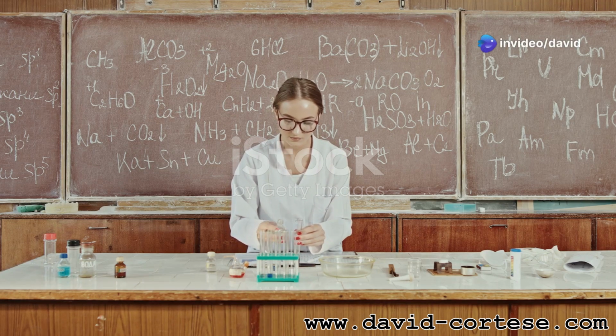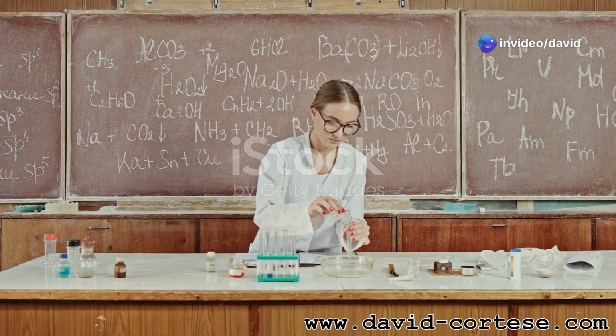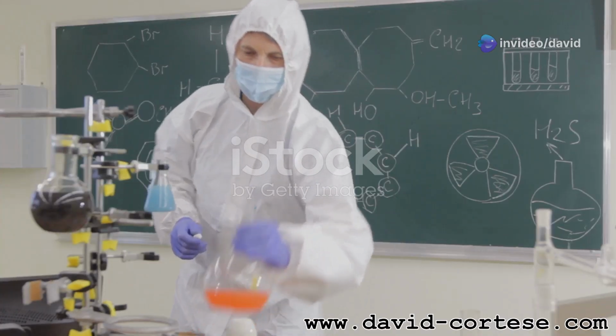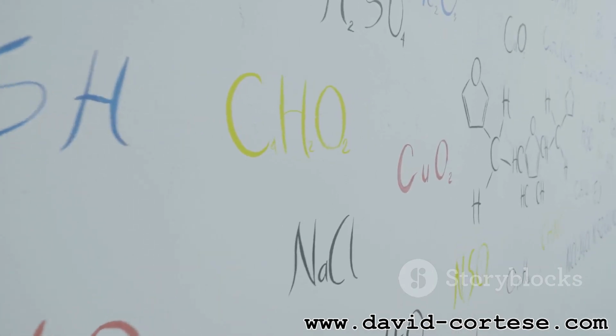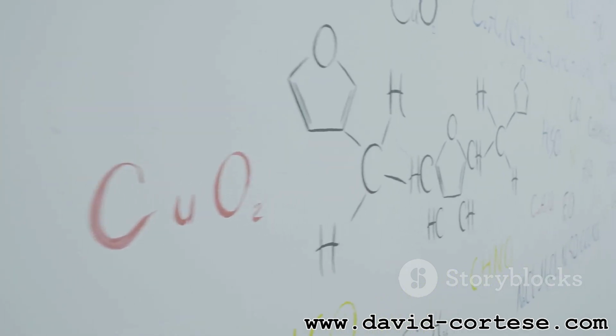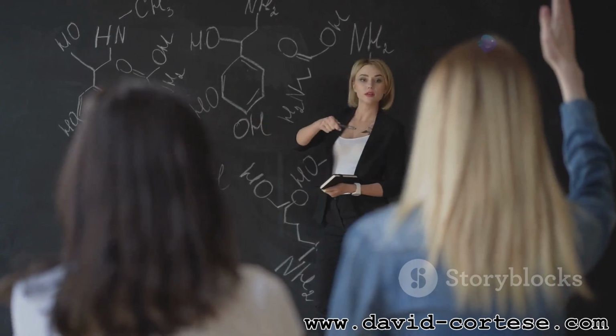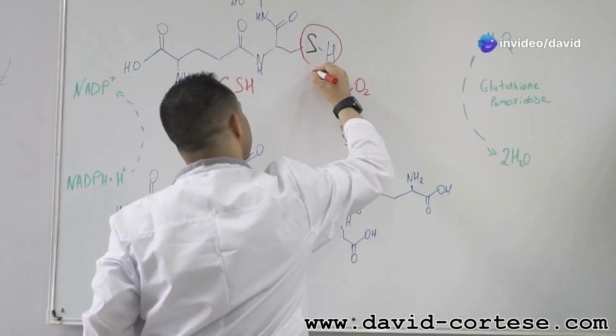Section 5. Balancing equations, step by step. Let's break it down. Ready to balance some equations? Here's a step-by-step guide. First, write the unbalanced equation. Start by writing the chemical formulas of the reactants and products, separated by an arrow.